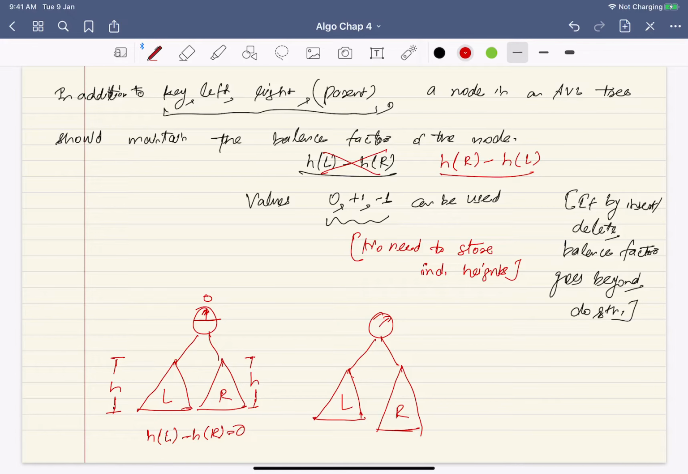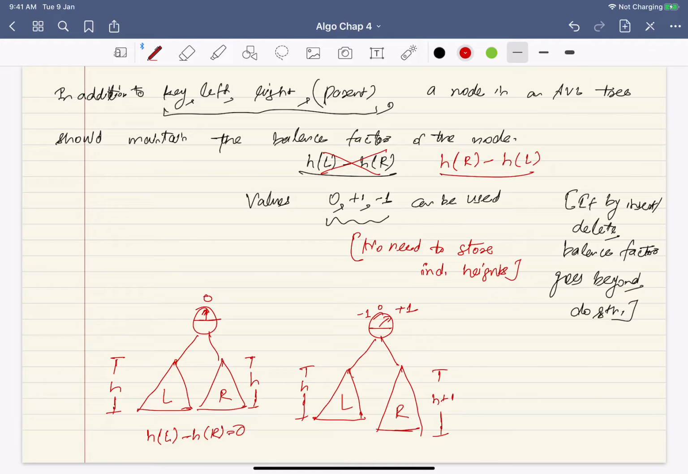Okay, height of right minus height of left, and that makes sense because now in this case balance looks towards the right. Yes, balance looks towards the right, and I can put a plus 1 here. This was 0 and this is minus 1. So this height say h, and this is h plus 1.